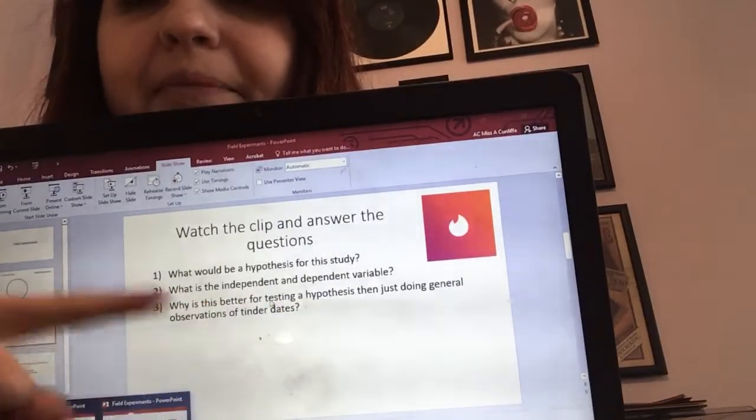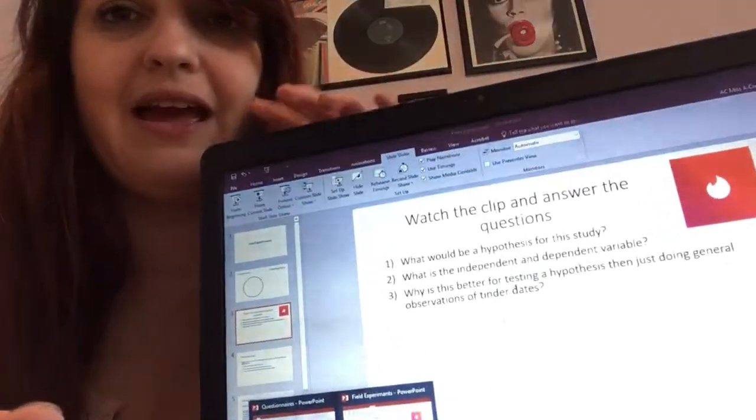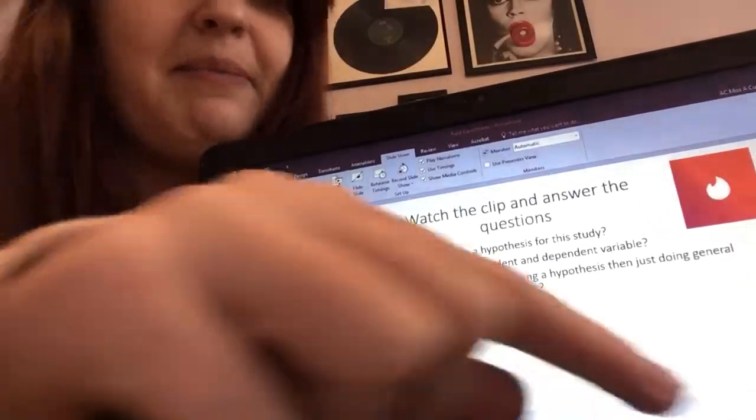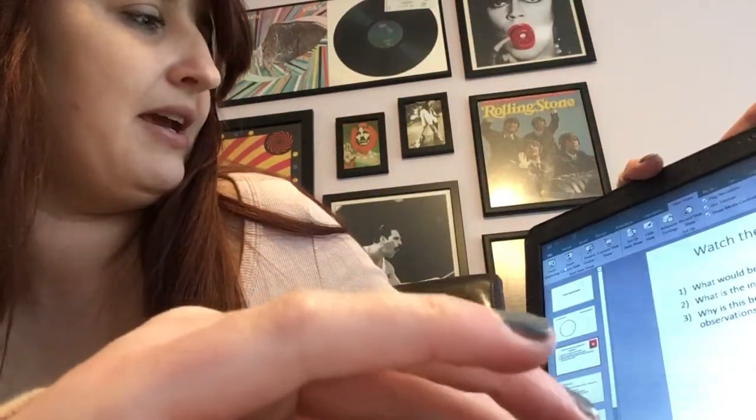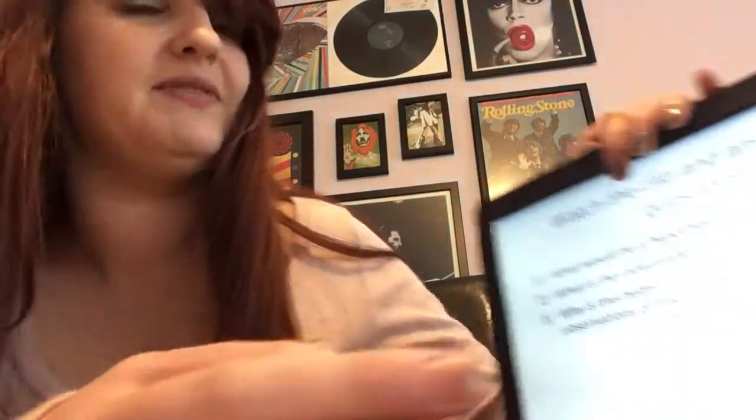Then note what the independent variable is in this case, and the dependent variable. So remember, the independent variable is the thing you're changing, the dependent variable is the thing that reacts to that independent variable. And if I could just get you to note down why this might be considered better than just generally observing lots and lots of Tinder dates, just one reason why. Okay, so hopefully you've watched the clip and paused it and answered all these questions. So we're going to go through and start looking at our paragraphs.